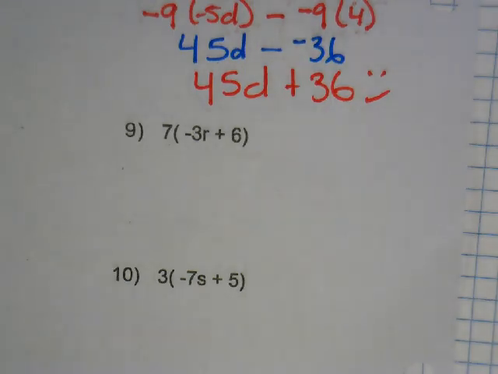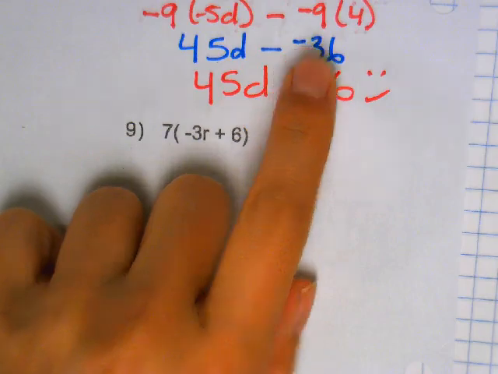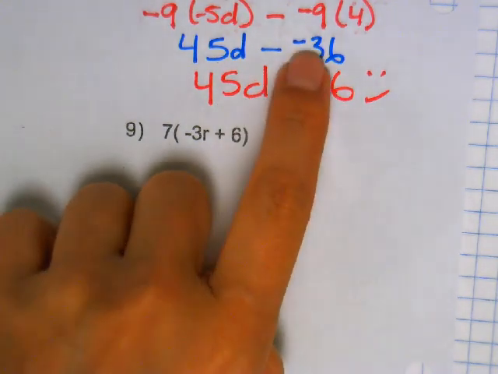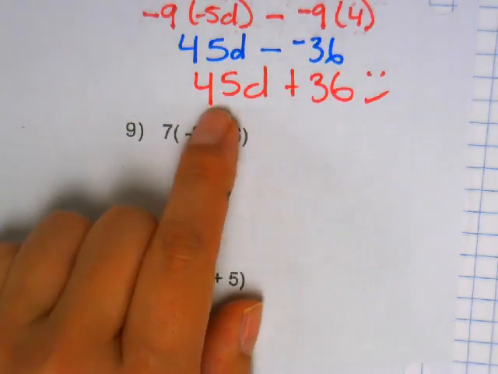Okay, so when you have a minus and a negative, you do a keep, change, opposite. That turns into a positive. So now you have 45d plus 36.